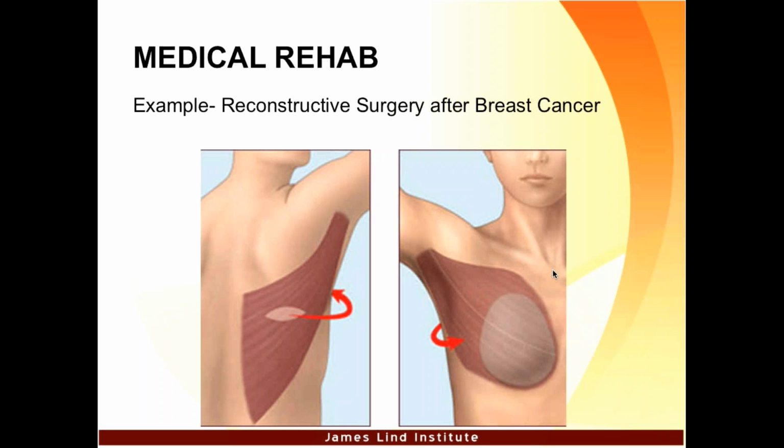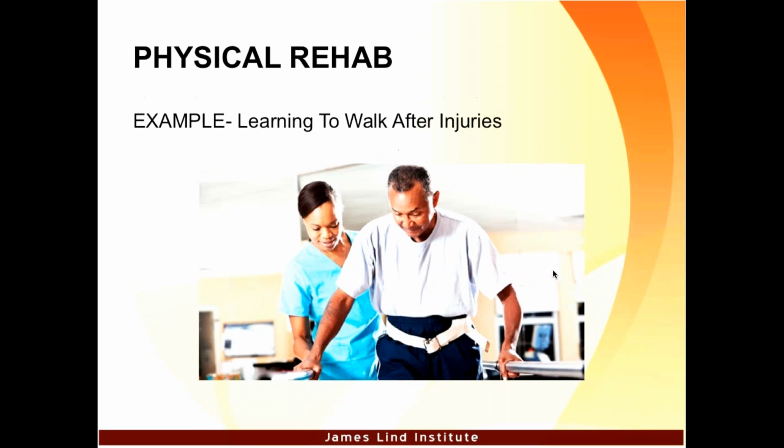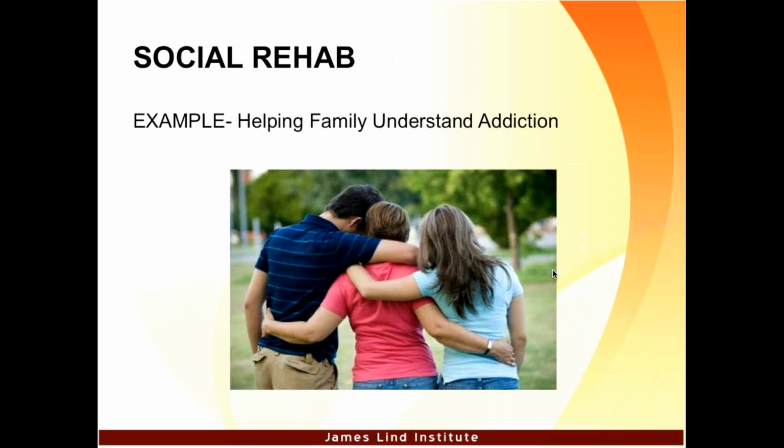An example of physical rehabilitation can be perhaps after an injury. Somebody's broken their leg, they haven't been able to walk on it for months, and now they're coming out of the cast and they've got to slowly regain their muscle strength, their balance, etc. Another example is social rehabilitation.